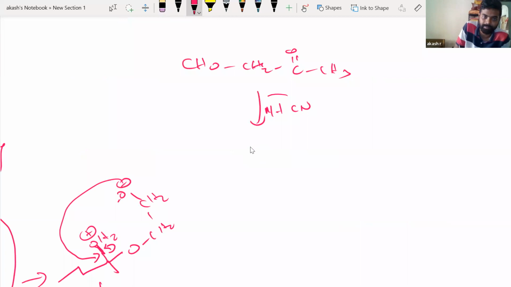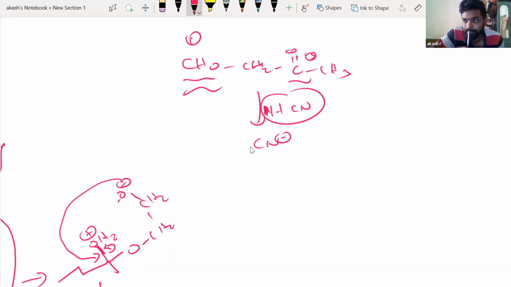One molecule of HCN. Now, this is an aldehyde. This is a ketone, which will react. If I put only one molecule of HCN, the CN minus will attack this carbon, say carbon number 1 or carbon number 3. Which carbon will it attack? I have an aldehyde and a ketone in the same molecule, and I'm going for CN minus. Which carbon will the CN minus attack? Carbon number 1 or carbon number 3?